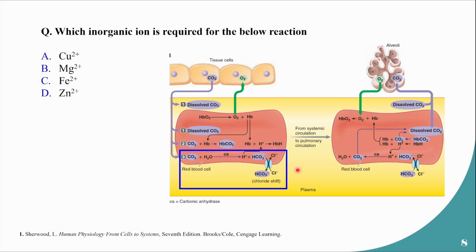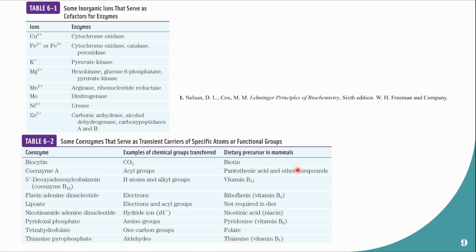So the carbonic anhydrase requires the ion Zn2 plus, zinc 2 plus. Okay, and here are some of the important enzymes and their corresponding ionic cofactors. For example, Cu2 plus, copper 2 plus, is required for cytochrome oxidase. Fe2 plus, Fe3 plus are required for cytochrome oxidase as well as catalase, peroxidase, etc. Mg2 plus is required for hexokinase, pyruvate kinase, etc. Mn2 plus is required for arginase and so on. And Zn2 plus, here we can see carbonic anhydrase requires Zn2 plus.